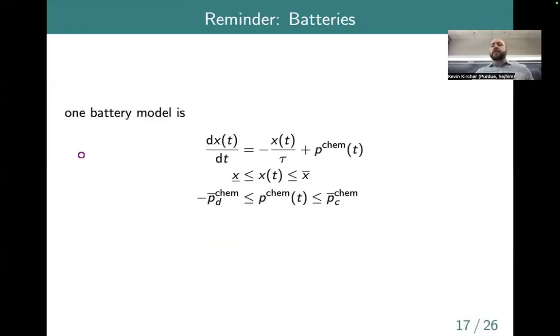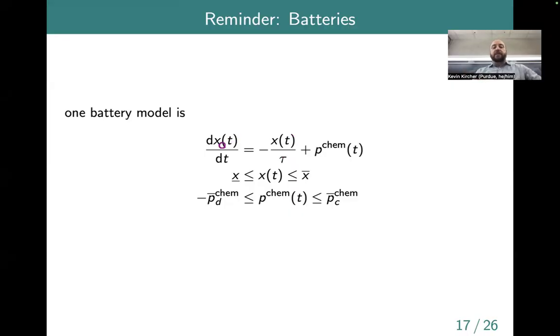So just a refresher, one model, a simple model of a battery that we laid out. We've looked at this a few times now in a few different lectures. But it has a state, call it X, which is the chemical energy stored in the battery. And then the dynamics of the stored energy have two terms in them. One is related to the self-dissipation of the battery. So if there's no energy stored in the battery, then X is equal to 0, and there's nothing here. So there's no energy to self-dissipate.